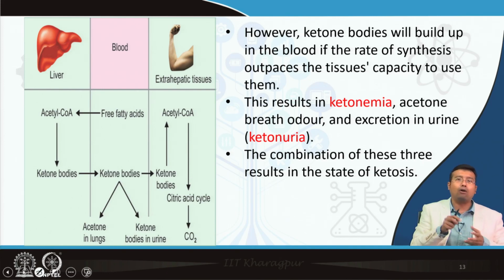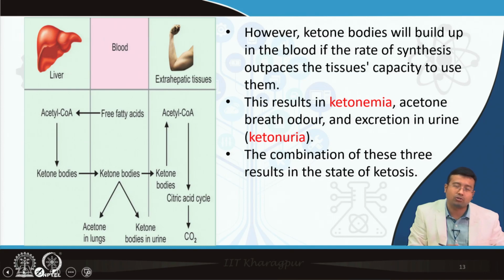So, when the production outpaces the tissue's capacity to utilize them, ketone bodies get built up, and what happens? This results in increased ketone bodies in blood, which is known as ketonemia. Ketone bodies are volatile; acetone is a volatile compound, right. If you keep a bowl of acetone, it will evaporate and lead to a very sweet smell of acetone in the room. For those who know how acetone smells, it smells almost like nail polish remover.